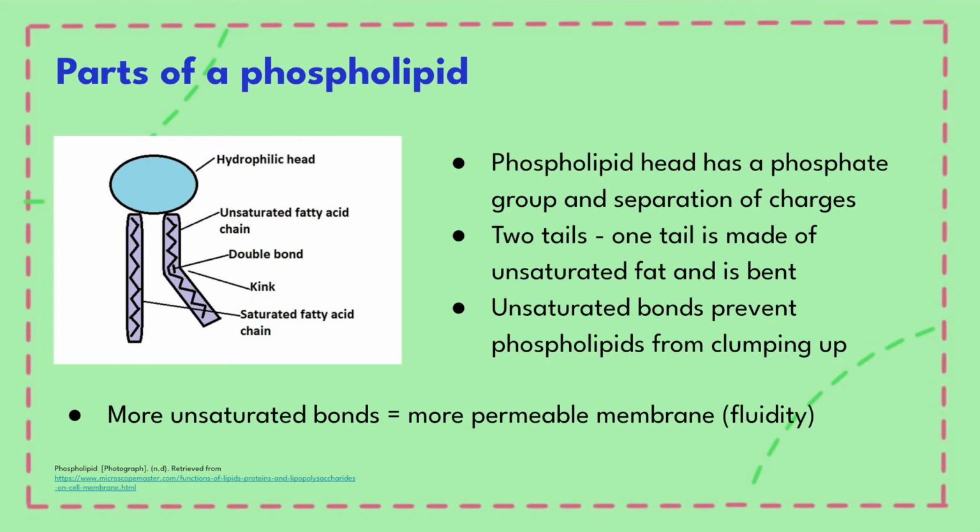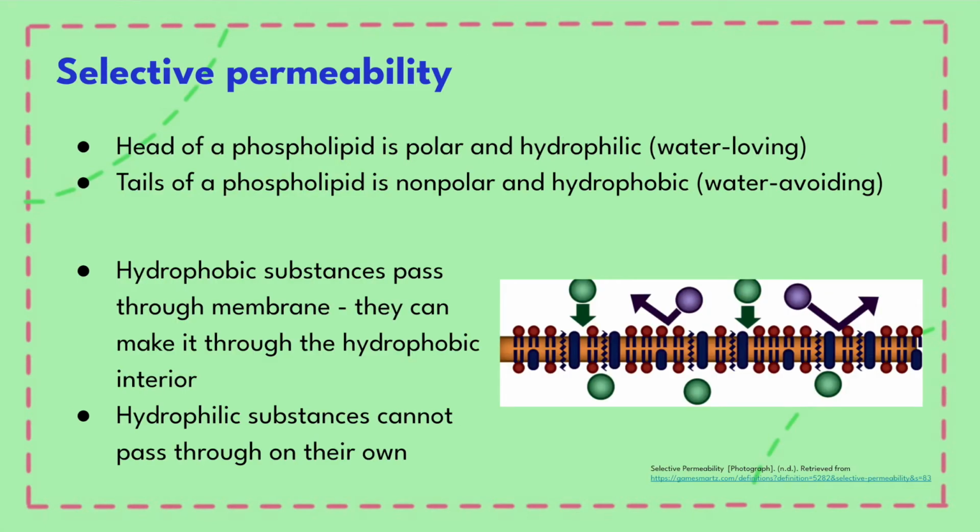That being said, if a certain cell membrane has more unsaturated bonds, that membrane will move more easily and won't be as rigid. This is known as fluidity. Fluidity is what causes the cell membrane to be selectively permeable. This means only specific molecules are allowed to pass through the cell membrane and some substances get through more easily than other ones. Remember how we said that the head of a phospholipid has a separation of charges?